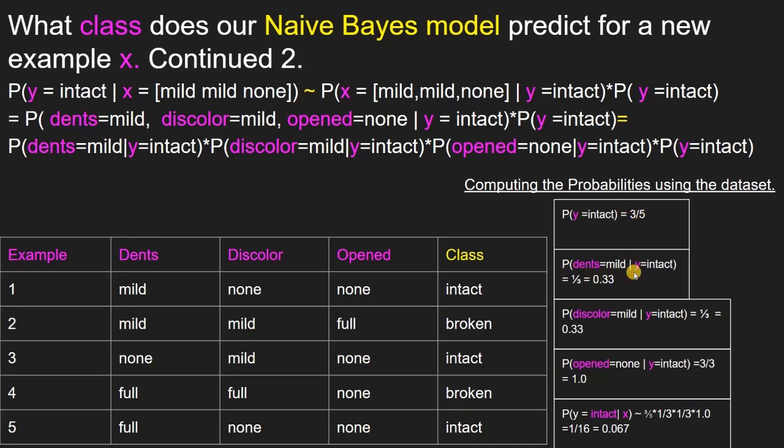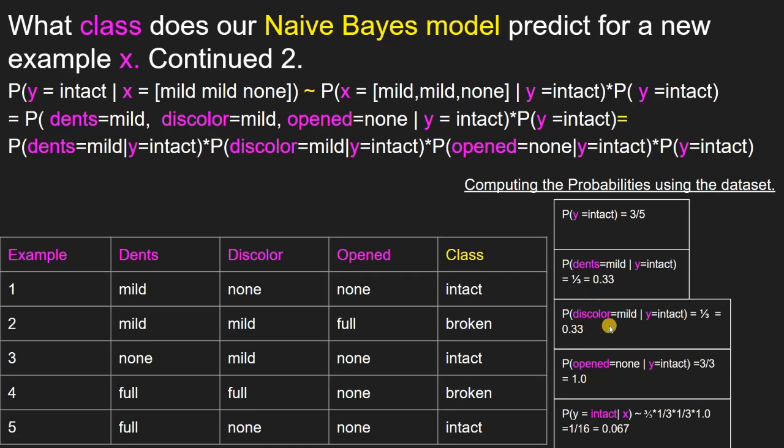And the probability of dense equaling mild, given Y is equal to intact, right? There's only one example where the dense is equal to mild and Y is equal to intact, and that's example 1, right? And there's 3 examples where Y is equal to intact: example 1, example 3, and example 5. So we have a 1/3 probability of dense equaling mild given Y is equal to intact.